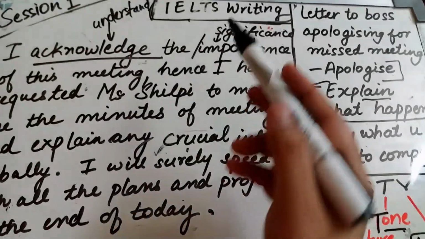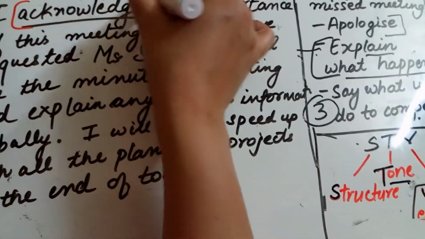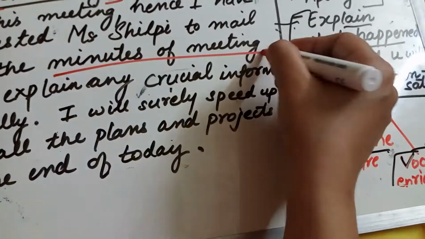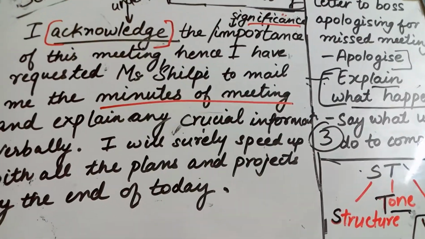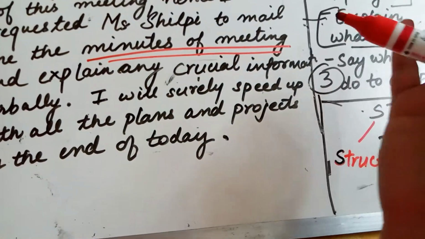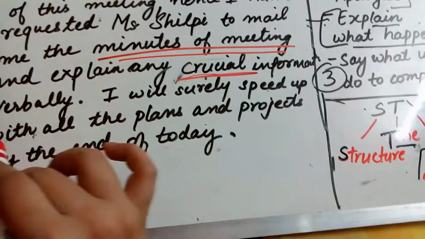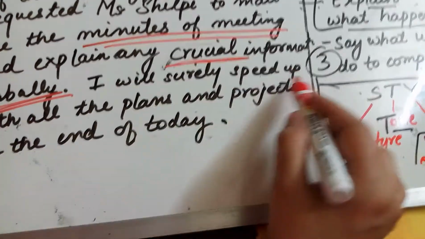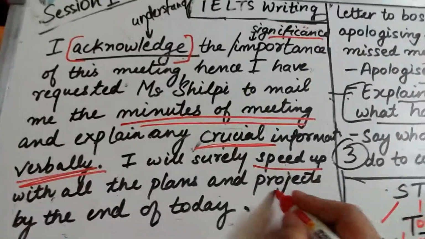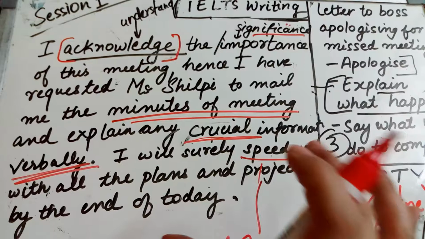Now, here what I have done is, I must show you. Here I am enriching my vocab. Minutes of meeting. Now, a person who has a good knowledge of English or a better knowledge of English will use such words. Minutes of meeting. Examiner is able to understand that, and explain any crucial information verbally. I will surely speed up with all the plans and projects by end of today. So this is the vocab enrichment. This you have to do in your letter.